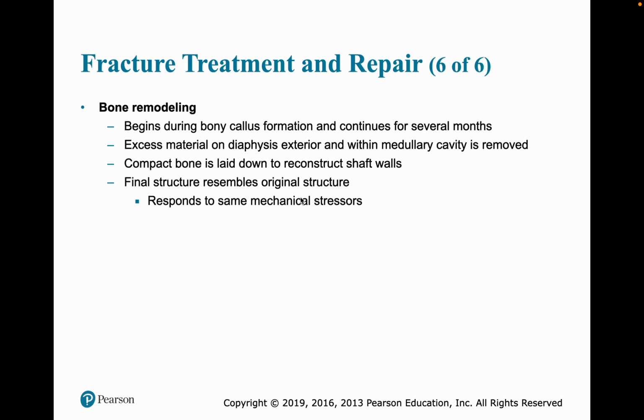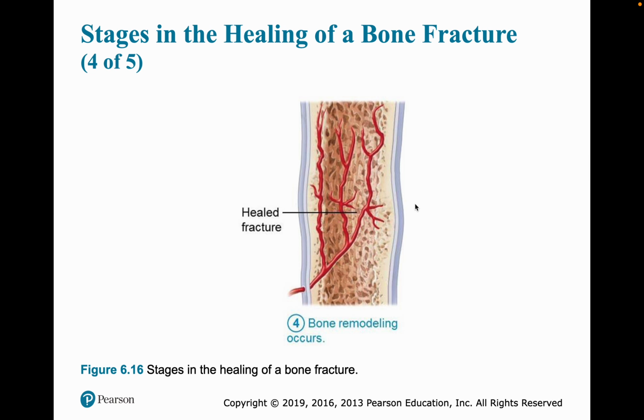As you use the bone, the places where stress is applied will get stronger. It'll go back to places where it's not. It'll get weaker. That will also get compact bone laid down to reconstruct the shaft walls. And the final structure will resemble the original structure. And as it begins to respond to mechanical stresses, it will go back to its original form, shown here.